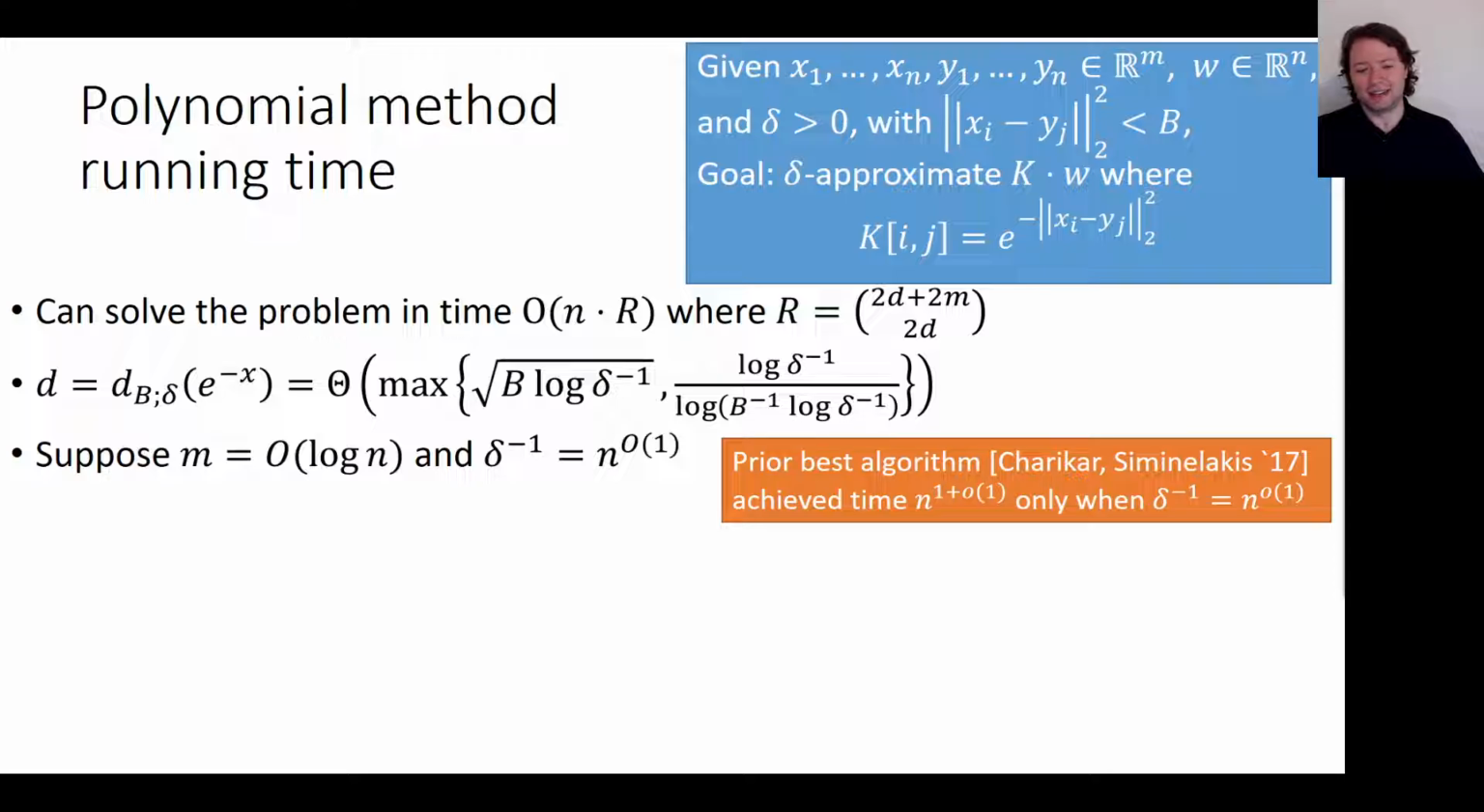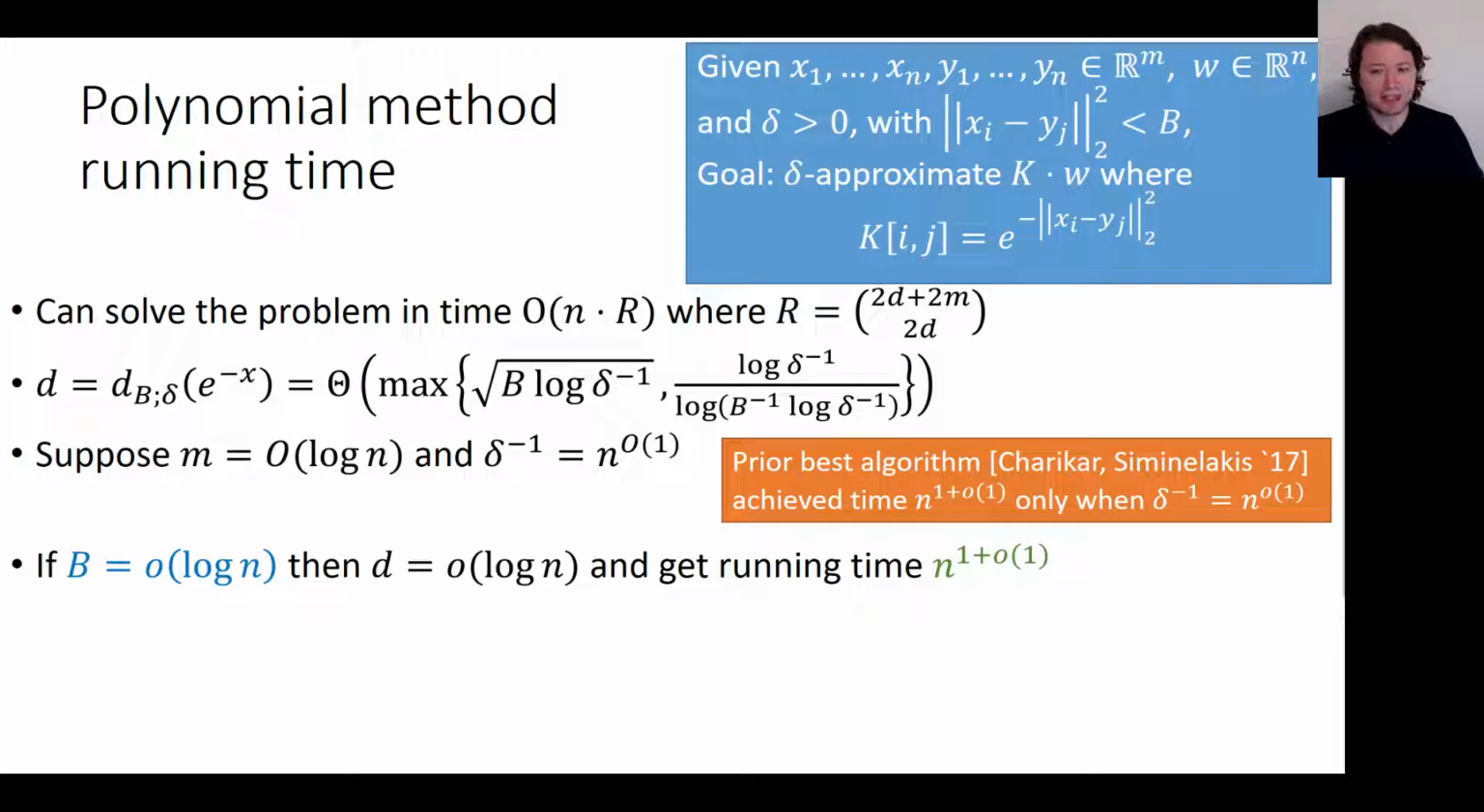So they used a really interesting different technique based on locality sensitive hashing. But prior to this work, it wasn't known how to solve this problem in n to the 1 plus little o of 1 time in any parameter regime when delta is so small. Okay, so it turns out then that the running time you get depends on how big b is, the square diameter of the point set.